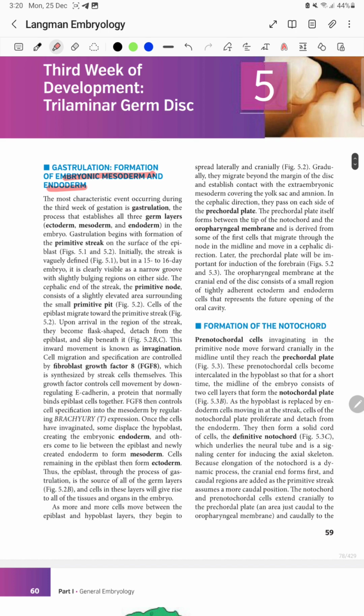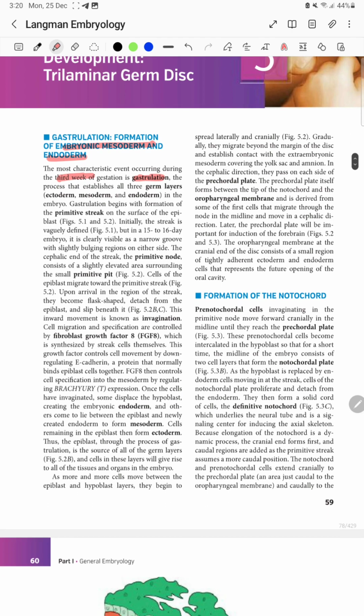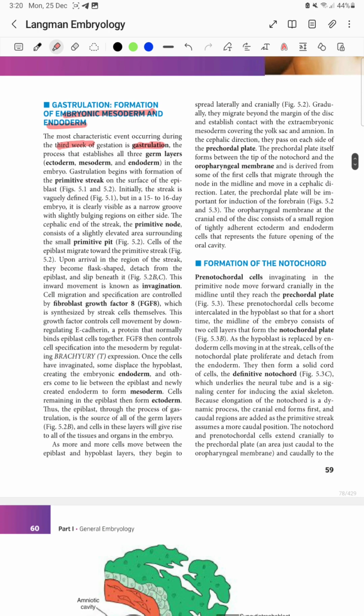The most characteristic event occurring during the third week of gestation is gastrulation. So, gastrulation occurs at which time? Third week. The process that establishes all three germ layers, ectoderm, mesoderm, and endoderm, in the embryo is called gastrulation. Gastrulation begins with formation of the primitive streak on the surface of the epiblast. So when the primitive streak starts to form, gastrulation begins.